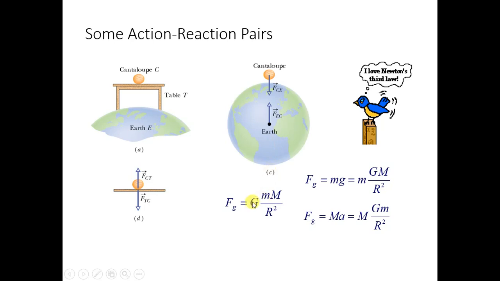So we get F_g equals G m M upon R squared, and F_g equals m g, so m g equals G m M upon R squared. Here m a equals m times G M upon R squared, but G M upon R squared equals capital G or capital A. So the value of the force is the same, and the action and reaction will be the same.